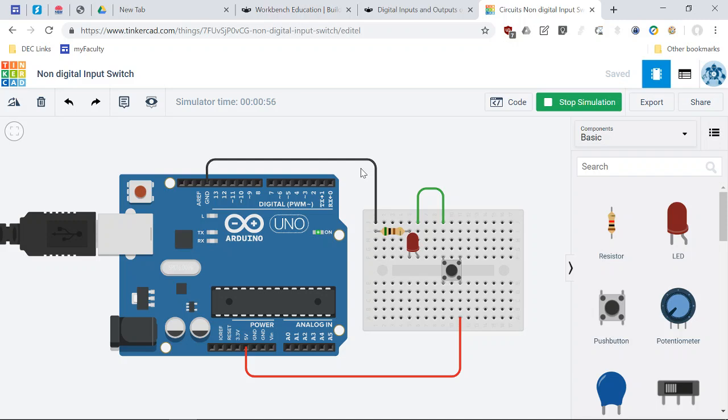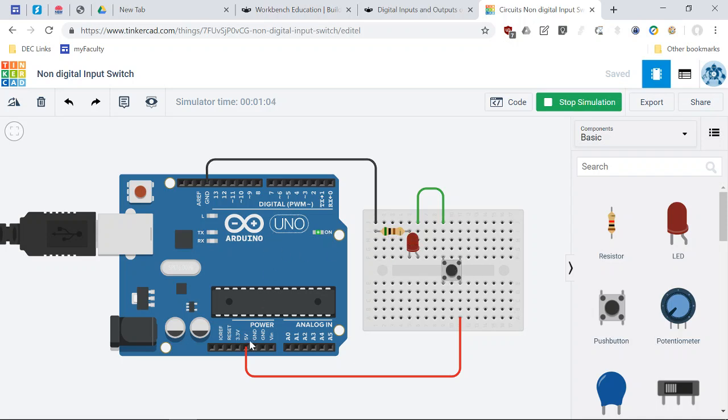Alrighty, so here we have another circuit. This time we're looking at a non-digital input switch. What we're basically doing is using the switch, and it should operate on the circuit, but it's not acting as a digital input. We're already running, so if I press the button, you can see the light goes on.